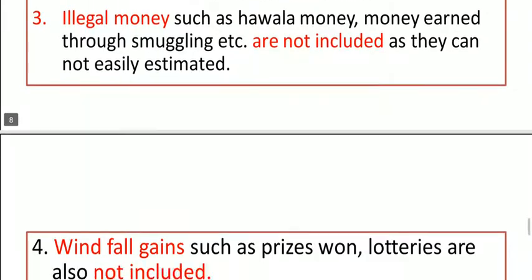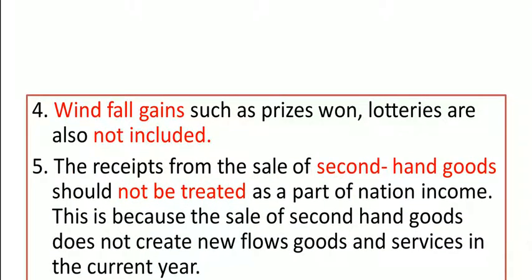Clear? Then fourth, windfall gains such as prizes on lotteries are also not included. Windfall gain means you suddenly get a prize somewhere, you won, you got the lotteries. That type of income is known as windfall income or windfall gain, and windfall gain is never counted in national income, so it is not included.